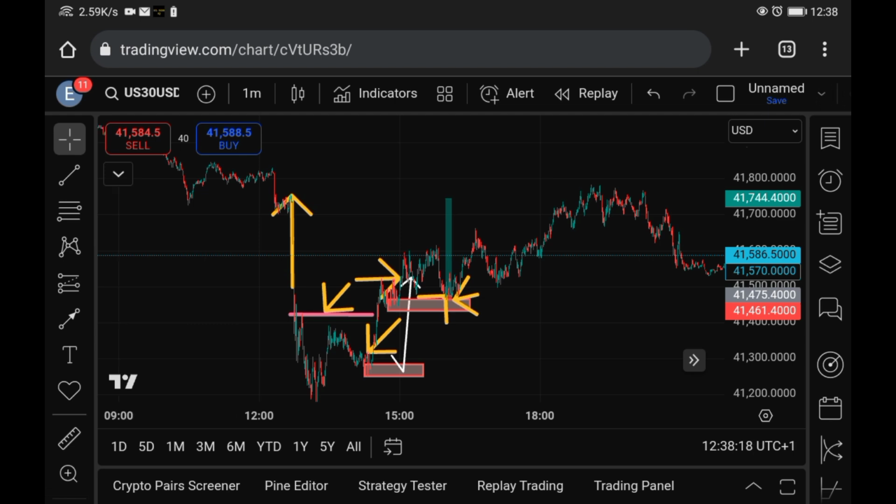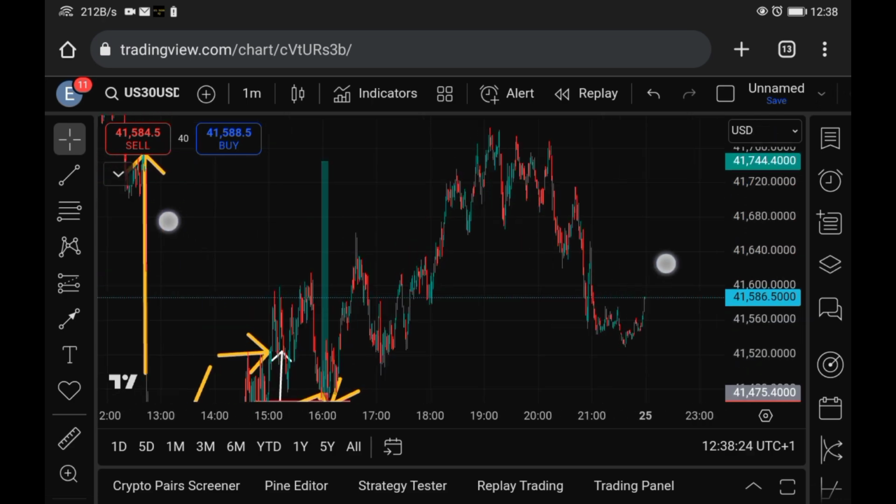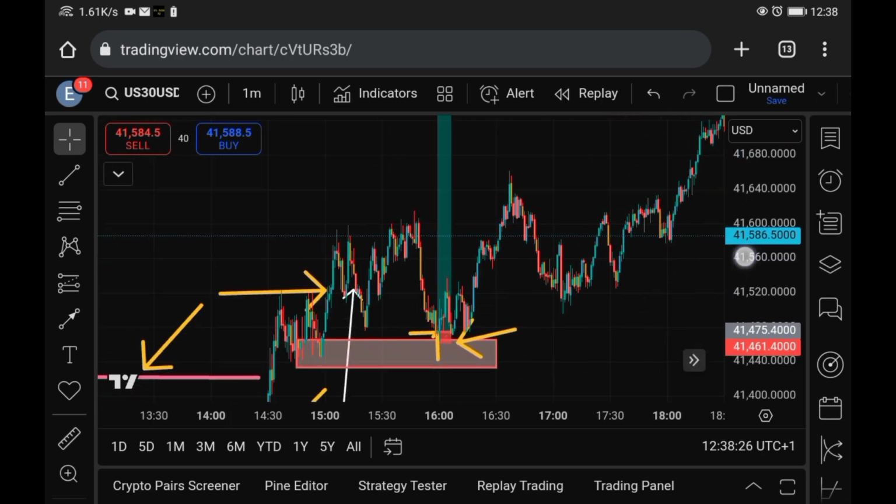It's a smaller time frame. So that will give you 1:19 RR just for you to buy this market. So that is that for the buy scenario.